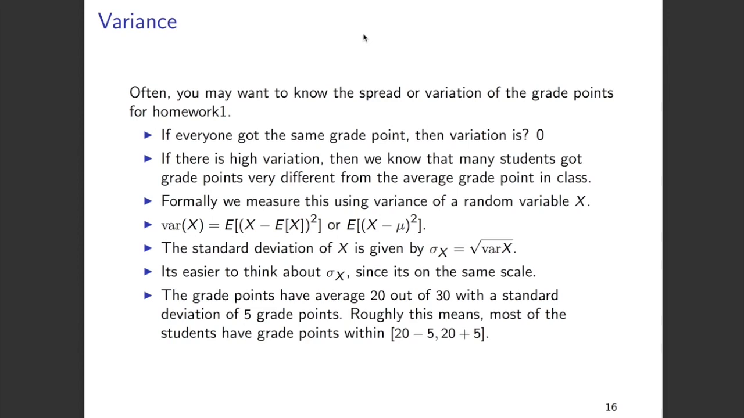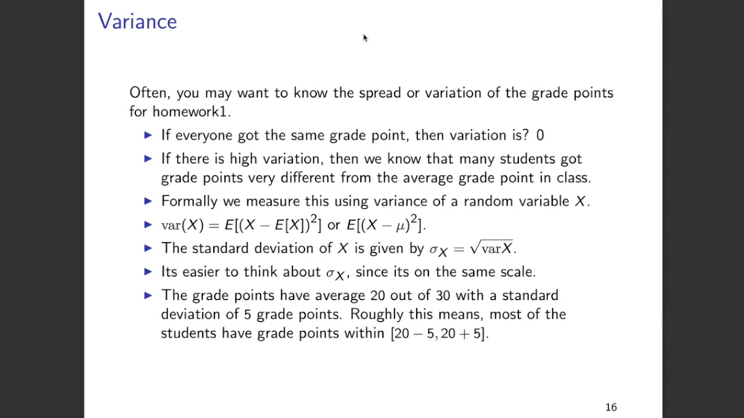Now the standard deviation of X is basically the square root of this variance. Sometimes it might be easier to think of the standard deviation rather than the variance because it's the same scale as the random variable itself. So it gives you the deviation that you can apply across the expectation.